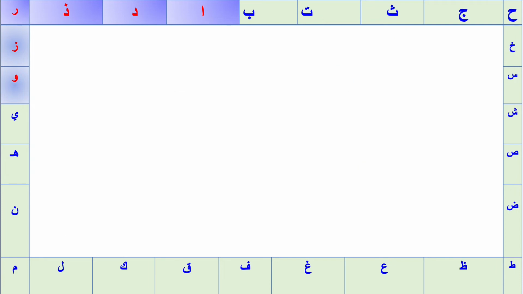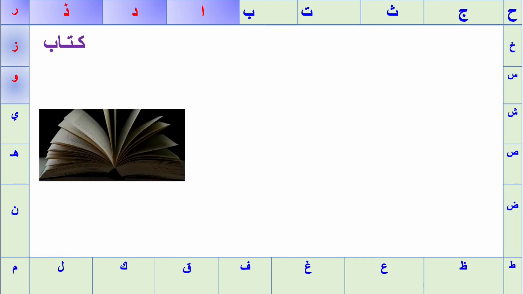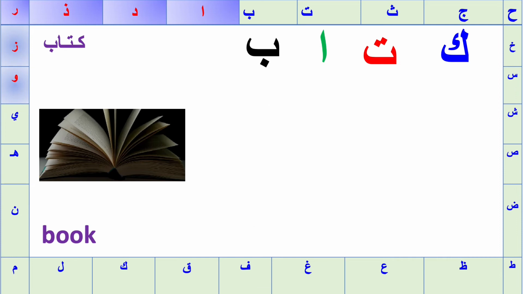Let's have another example. The word we have now is the word kitab, which is the word for book in English. The component letters are al-kaf, ka, al-ta, ta, al-alif, a, al-ba, ba: kitab. These are the individualized letters without any connection.